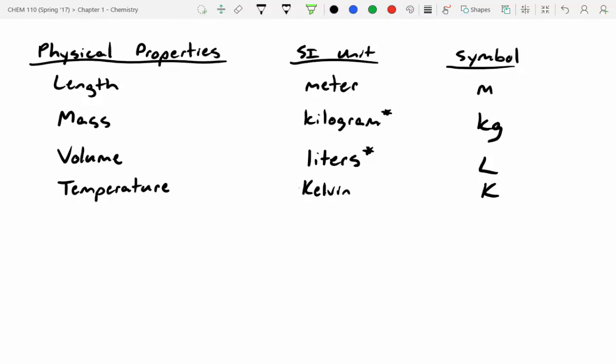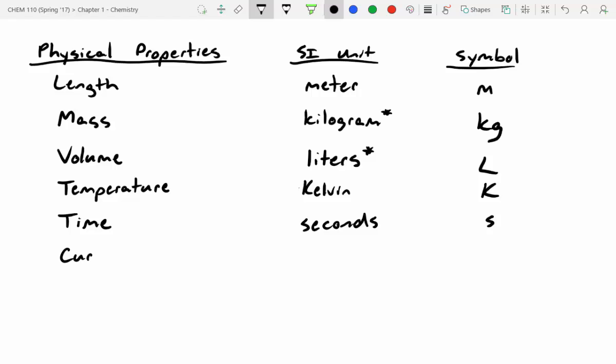Okay, so we've got length, mass, volume, temperature. Next one is time. Luckily, we follow this one. It's just seconds. The symbol is just lowercase s, not uppercase.